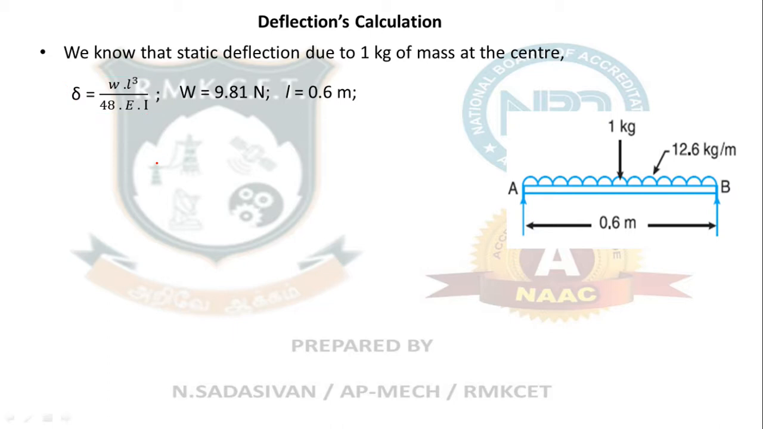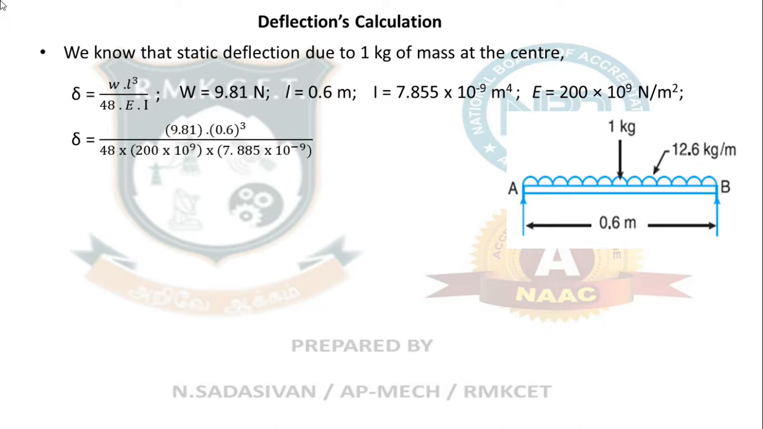Okay, this you have to learn by heart. Okay, so moment of inertia is 7.855 into 10 power minus 9. E is 200 into 10 power 9. So del is W, 1 kg into gravity. Okay, L cube, L is 0.6 meter cubed, divided by 48, Young's modulus 200 into 10 power 9, moment of inertia 7.855 into 10 power minus 9. Typing mistake. But the answers are correct since I have directly referred from the textbook. Okay, so when you are doing it, these mistakes will cost you the problem. 28 into 10 power minus 6 meter. So that's why I am telling you, keep practicing.